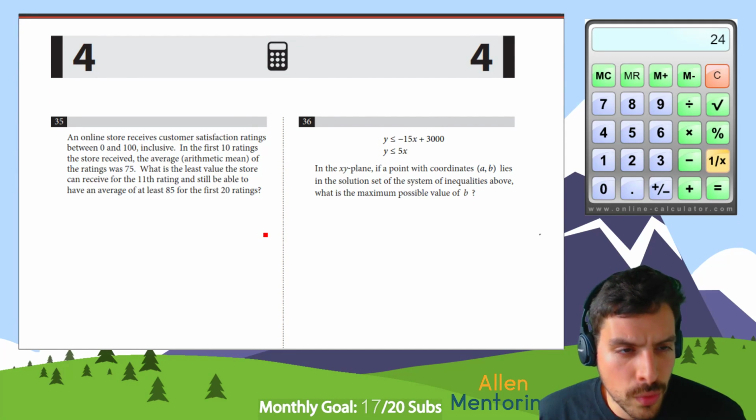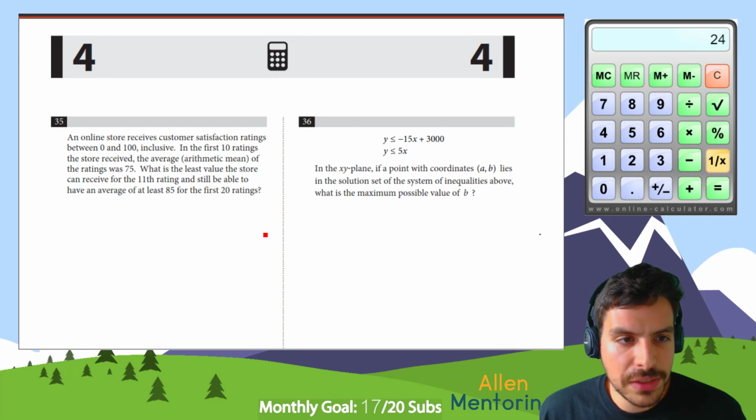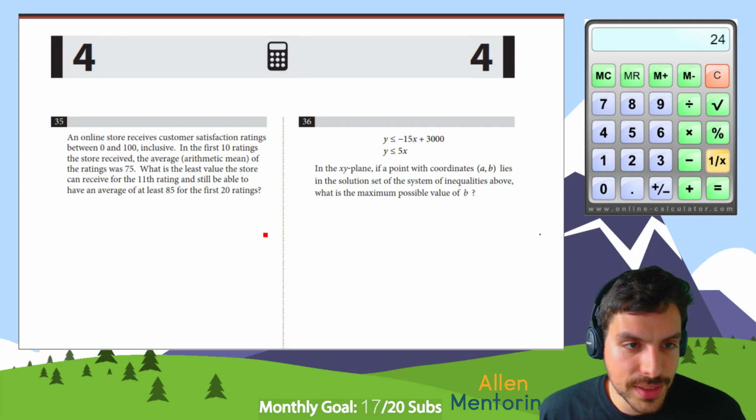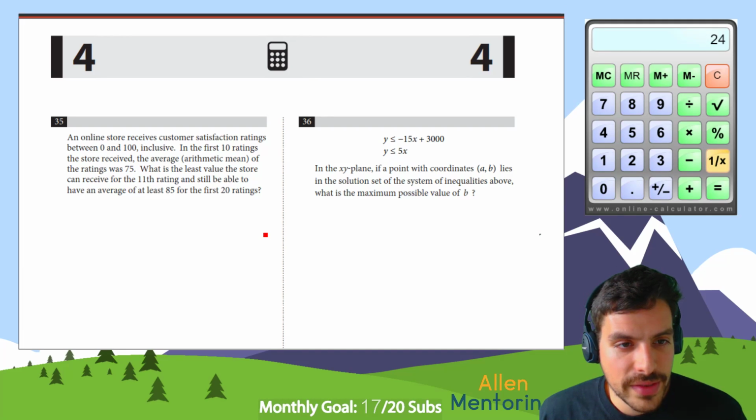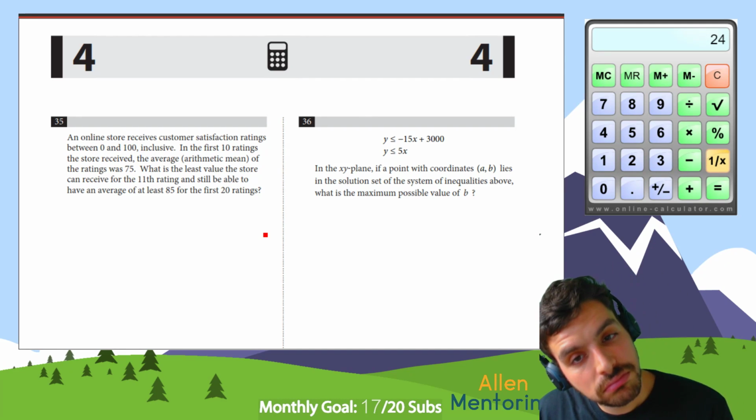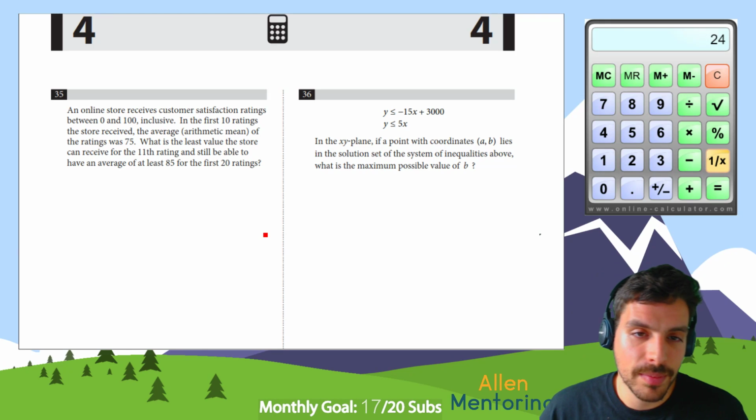All right, 35. An online store receives customer satisfaction ratings between 0 and 100 inclusive. In the first 10 ratings the store received, the average of the rating was 75. What is the least value the store can receive for the 11th rating and still be able to have an average of at least 85 for the first 20 ratings? This is actually an interesting problem. I like this.